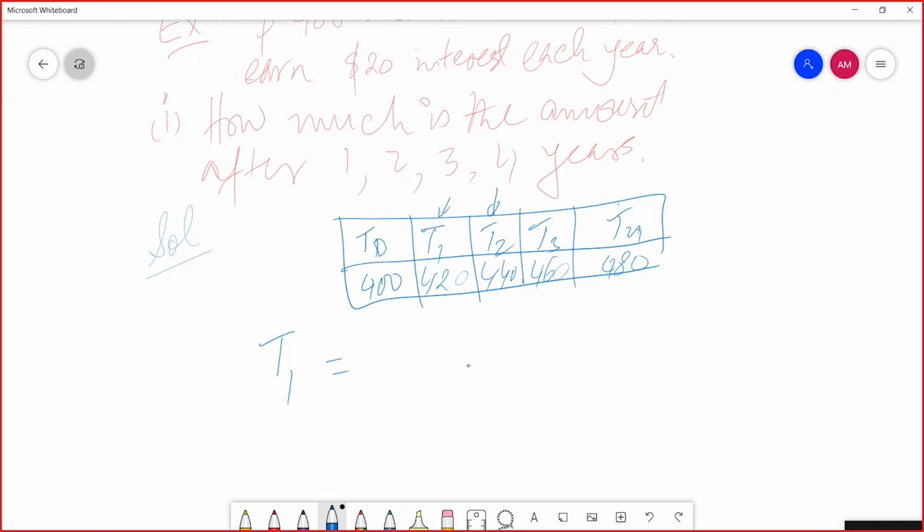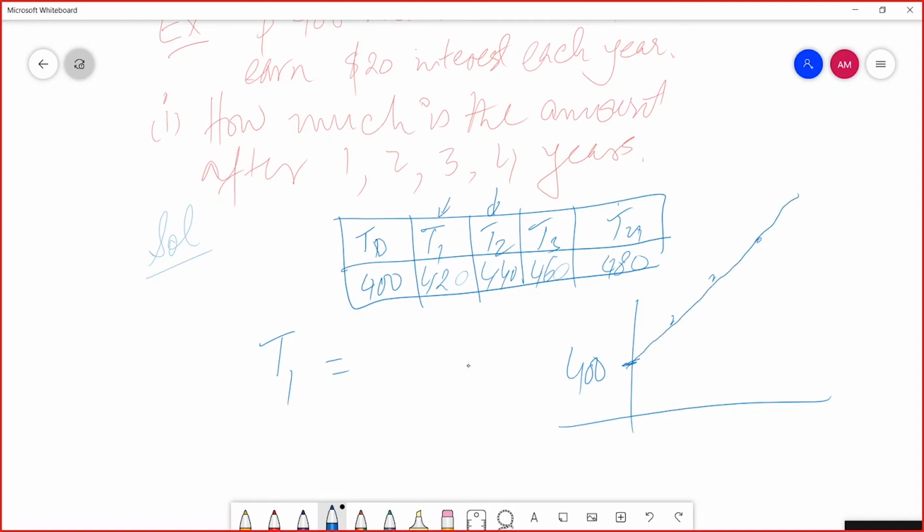Can you tell me what type of sequence this is now? The arithmetic. Yeah, arithmetic. And what is D now? D is 20. Yeah, 20. So if I make this as a linear graph, it is at 400 initially. Then it becomes 420. Then it becomes 440. Then it becomes 460. So if I draw it something like this, right?